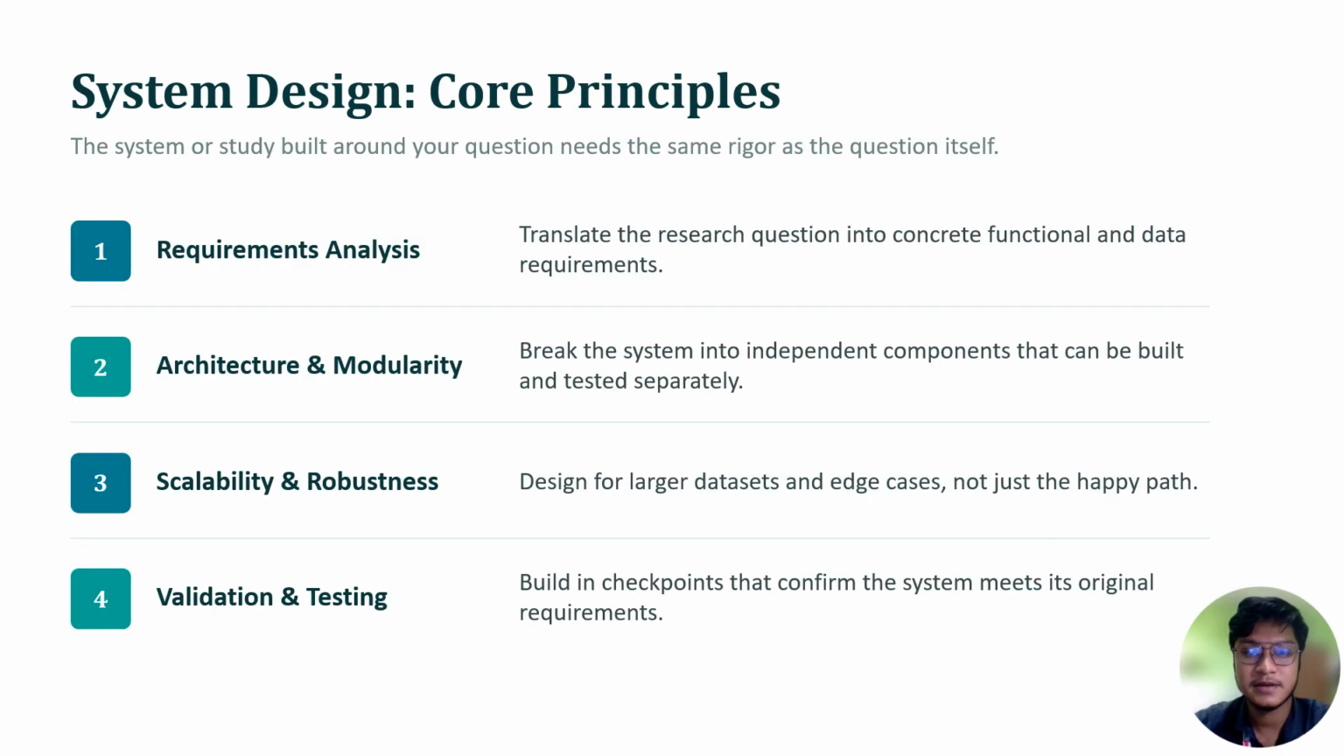System design. After defining the problem, we need to design the system or study. These are the four important principles. First is requirement analysis. We convert our research question into specific functional and data requirements. Second one is architecture and modularity. We divide the system into smaller independent components so they are easier to build and test. Third is scalability and robustness. The system should be able to handle larger datasets and unexpected situations. Finally, we need validation and testing to make sure that the system meets the original requirements.